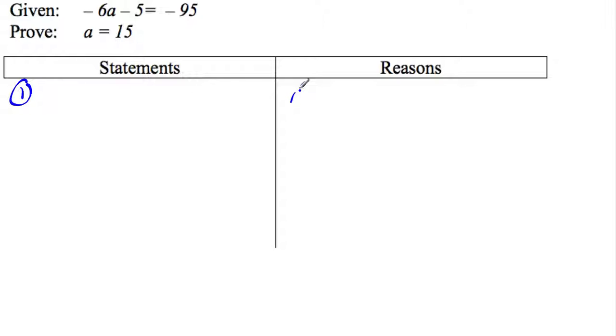All right. So the first step I'm going to do here is I'm going to write out what was given. Always the first step, always. So I take what was given, I write it down. What's the reason? It was given.